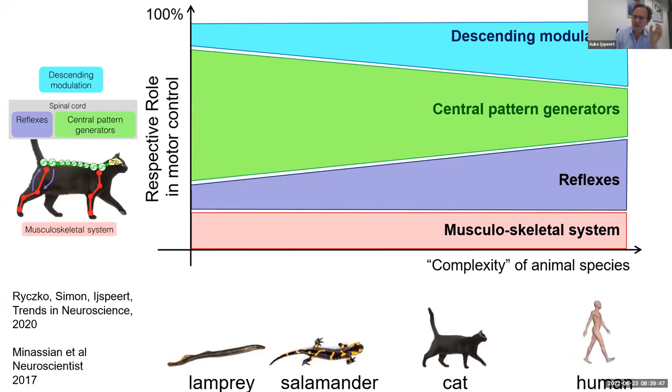Now, I have this hypothesis that the respective role of CPGs versus sensory feedback versus descending modulation has potentially changed during evolution, with lower vertebrates being more driven by CPGs and higher vertebrates being more driven by sensory feedback loops and by descending modulation. And this is just a kind of vague hypothesis, but I think models can try to support this and explore a bit the space of combinations of CPGs and reflexes.